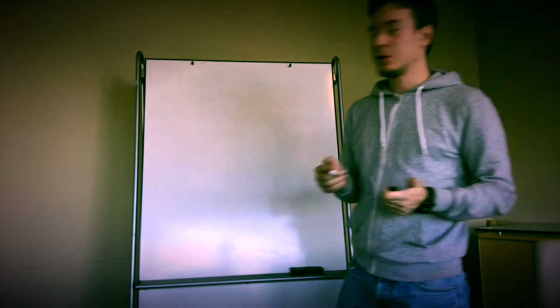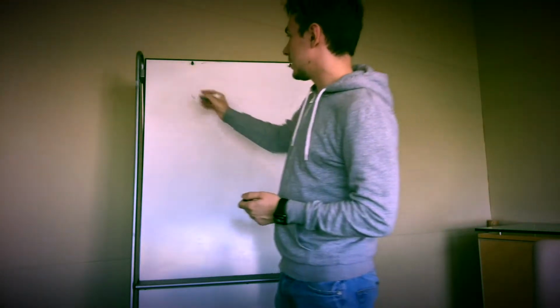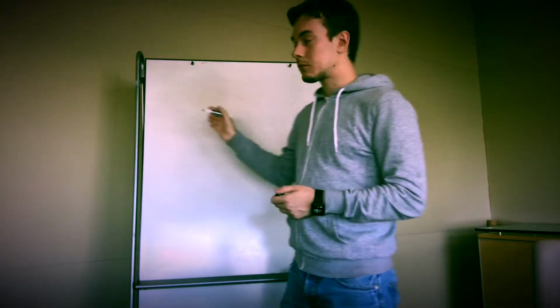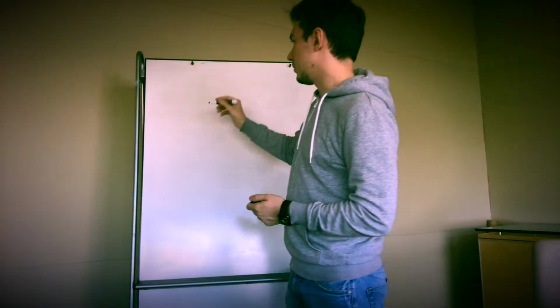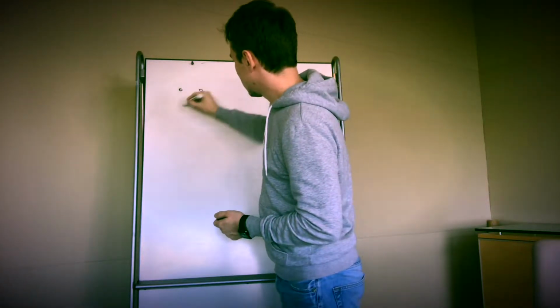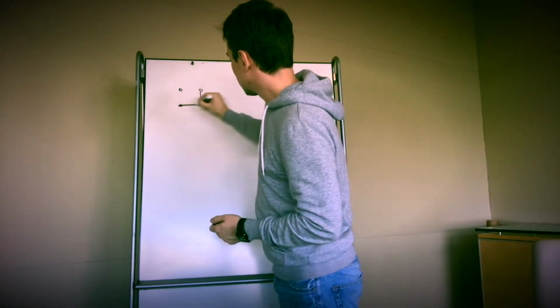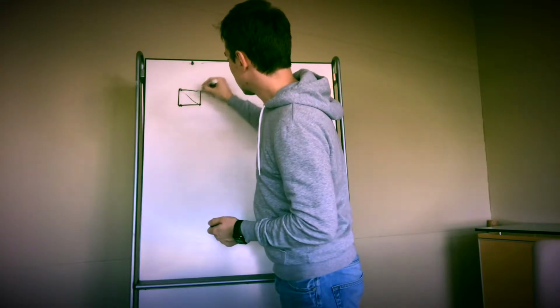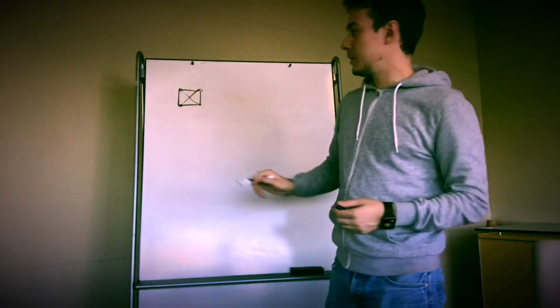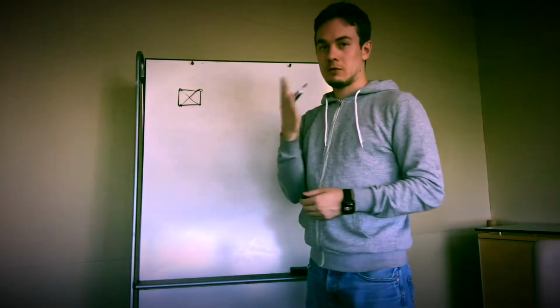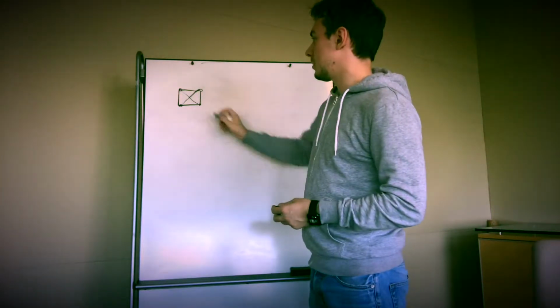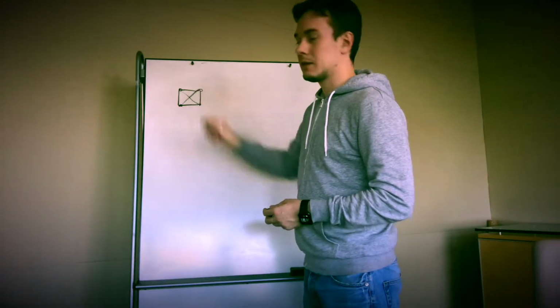Okay, so what is a graph? A graph is a set of points and edges. For example, this graph contains 1, 2, 3, 4 vertices and 1, 2, 3, 4, 5, 6 edges.